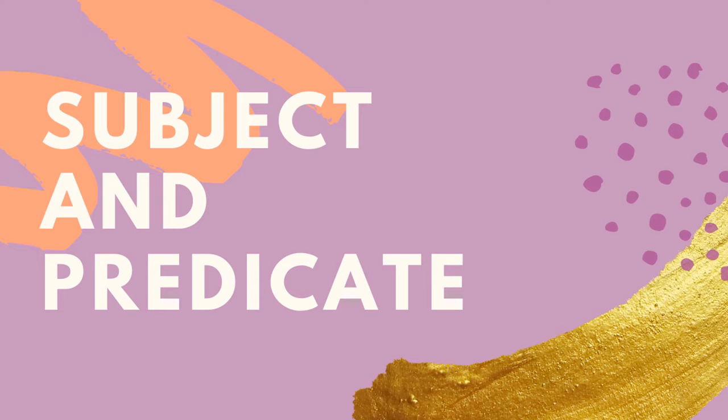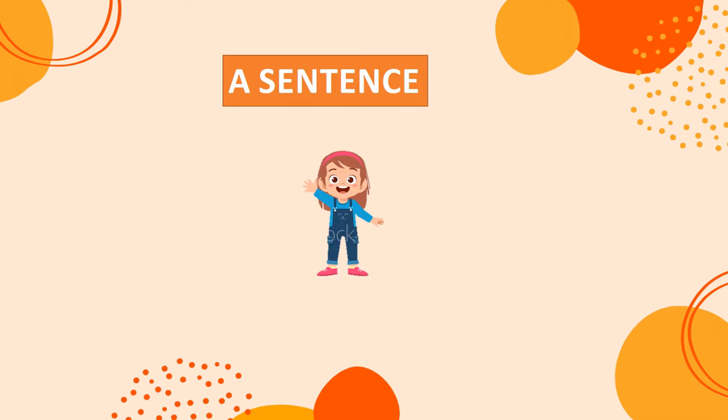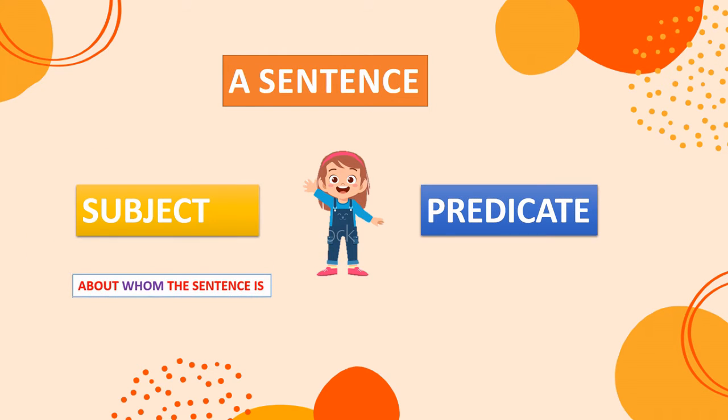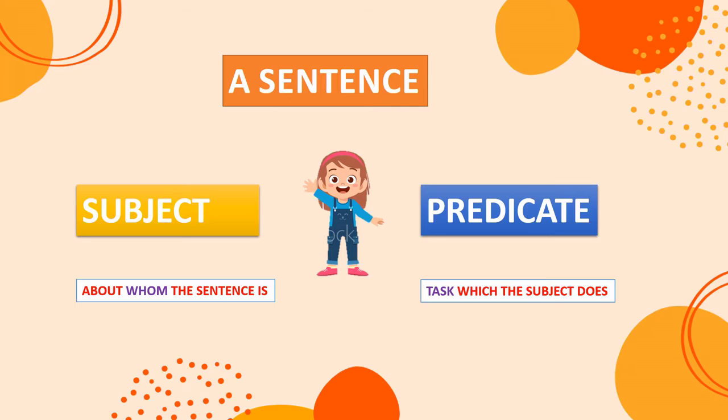Today we are going to learn what is subject and predicate. So let's get started. Children, do you know a sentence comprises two things? Number one is subject and number two is predicate. Subject gives us the idea about whom the sentence is, whereas predicate denotes the task which the subject does.